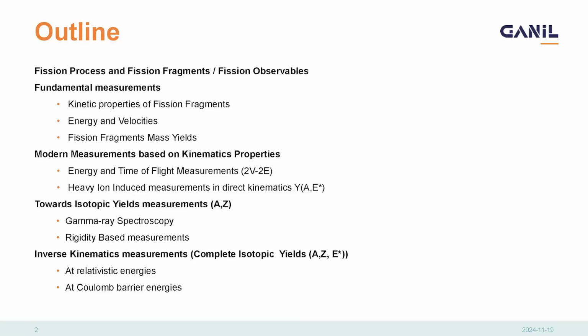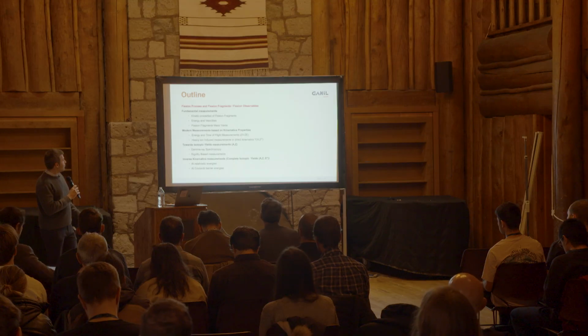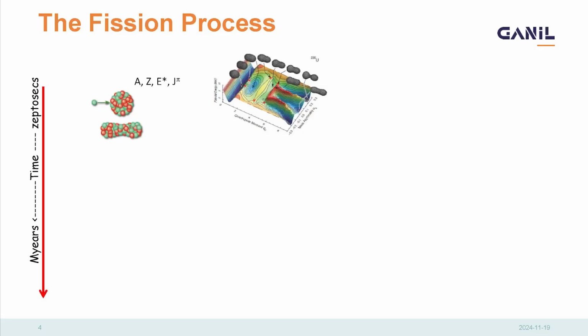So this is the outline. I hope I will manage to go through it, but in any case, the idea is to give an overview of all the measurements that are trying to measure as precisely as possible the various aspects of the fission fragment properties and their observables. Luckily, yesterday somebody did a lot of work for me, so I will go through this very quickly.